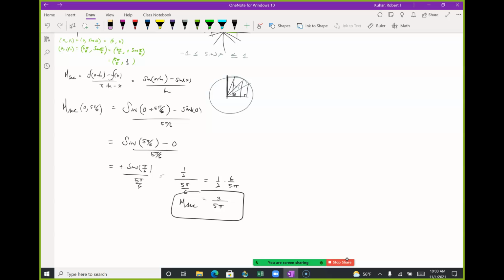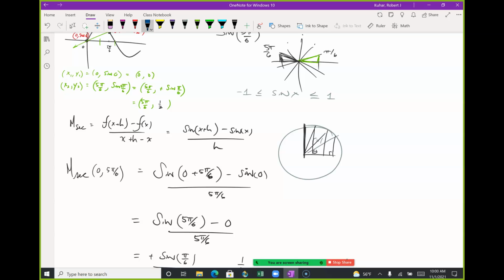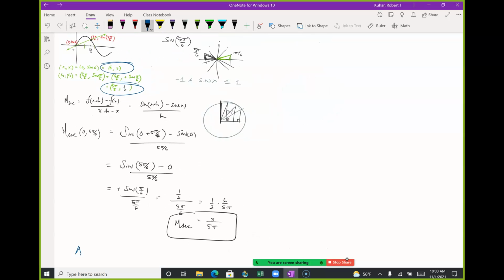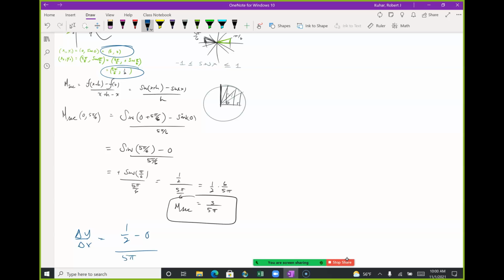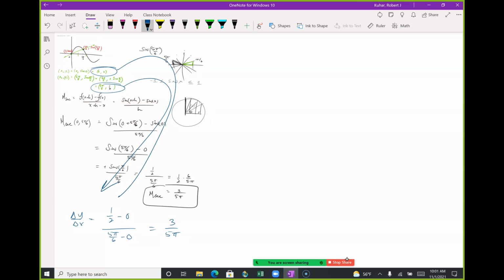Let's just make sure we get the same slope from our 2 points, right? Remember, when I ask you for a secant line, I want you using your difference quotient to get your slope. But then you can double check it using whatever you did in 8th grade. So look at our delta y over delta x here. It's 1/2 minus 0 over 5 pi over 6 minus 0. And of course, that's the same answer, right? You with me? I use those 2 points to calculate my slope. Of course, I got the same answer.